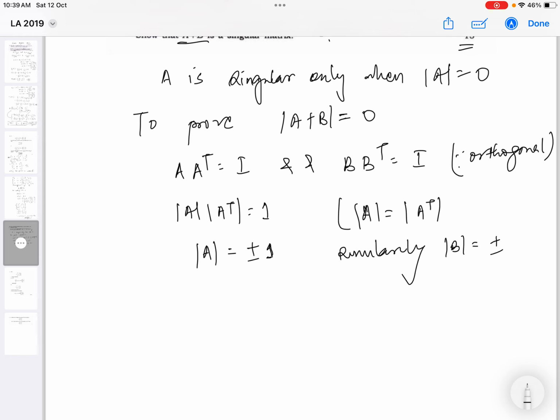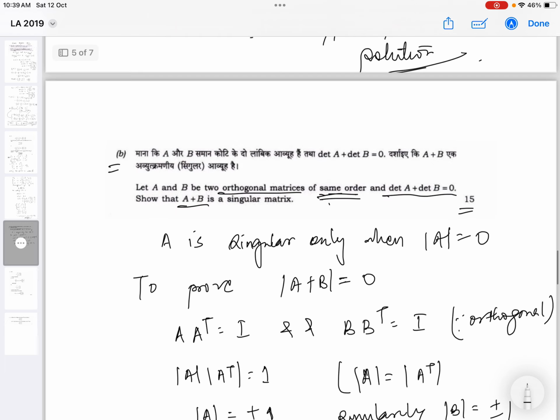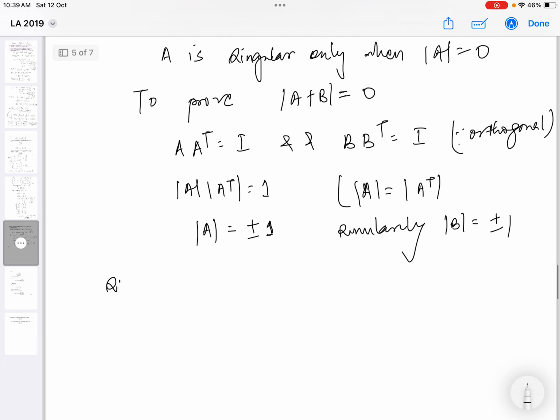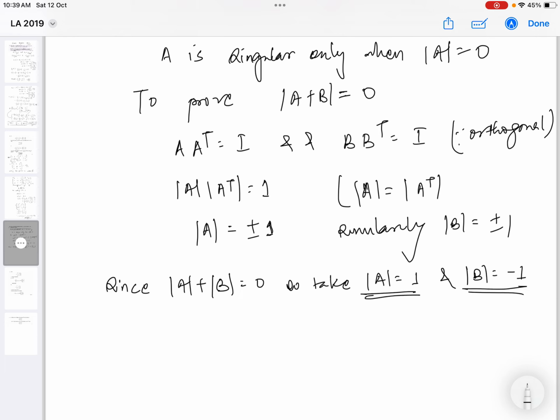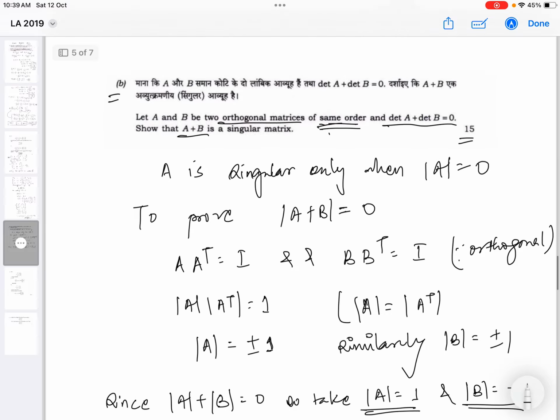Similarly, the determinant of B would be ±1. Now, since it is given that the determinant of A plus the determinant of B is 0, take the determinant of A as 1 and the determinant of B as -1, because it will make our life easy. It is only possible when this condition is satisfied. Yes, we are done. We are halfway done. So now what do we have to prove? A plus B is singular.